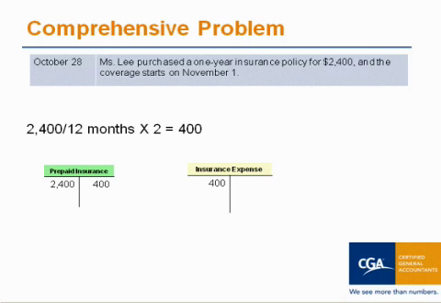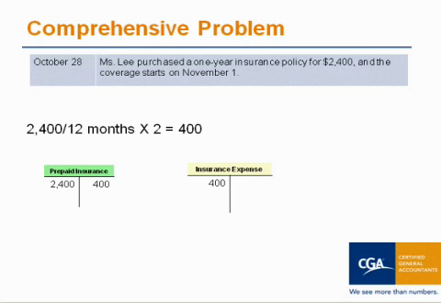Also, another item, on October 28th, Miss Lee had purchased that 1-year insurance policy for $2,400, and the coverage started in November. So how many months have gone by? We said it's a full year contract. It's for 12 months. We have November and December that have both gone by. We're at the end of December now. So $2,400 divided by 12 months times 2 months is equal to $400.